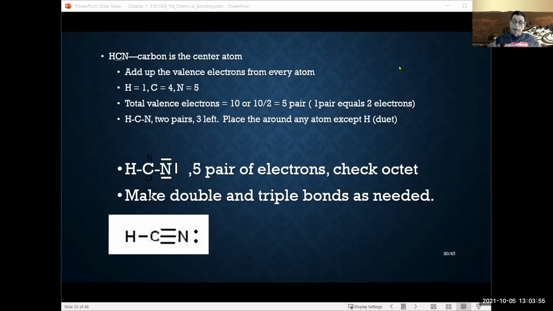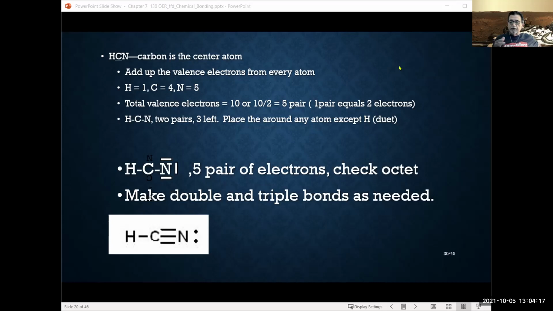And so then from there, we took the central atom that has been identified. Then we draw a line to everything else bonded to the central atom. And that took care of whatever number of pairs. For this one, it took care of two pairs, 1 for the hydrogen, 1 for the nitrogen. And then what is left was 3 pairs.